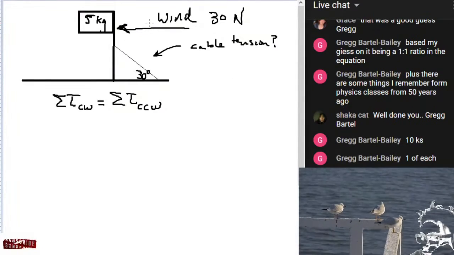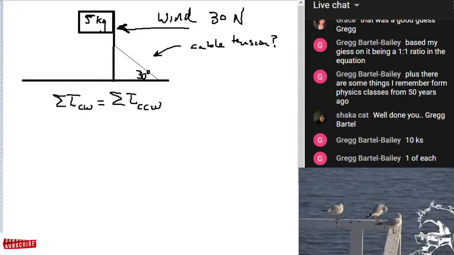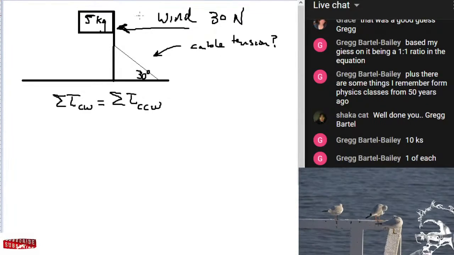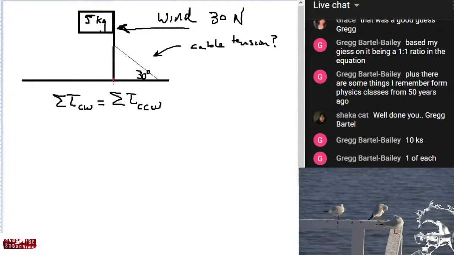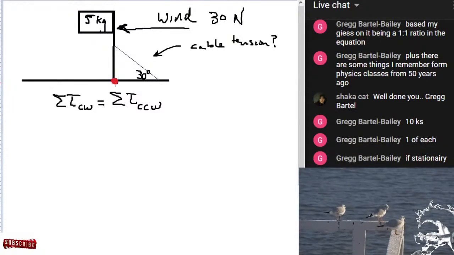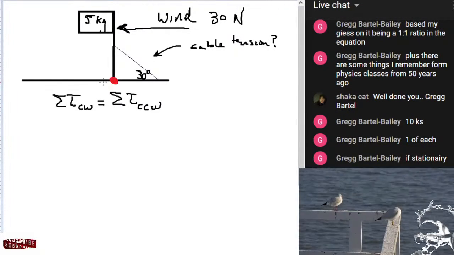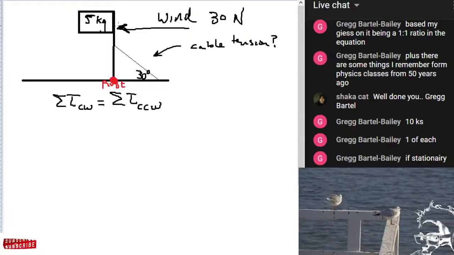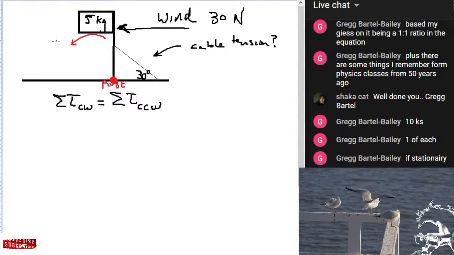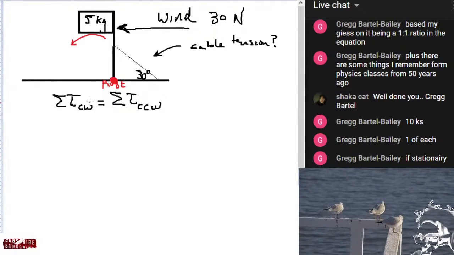One of each. Okay. So let's figure this out. Which way is the wind trying to make this system rotate? Well, we'll figure that this is the pivot point. So the wind's trying to make it do that, which is what? Counterclockwise, right?